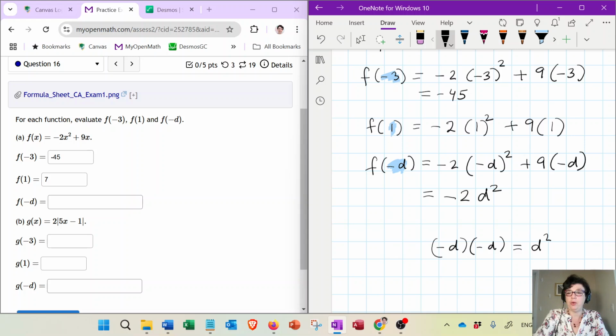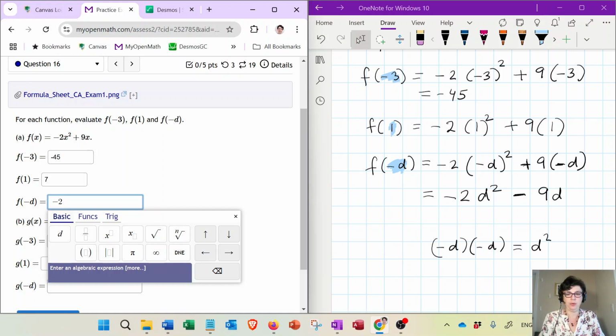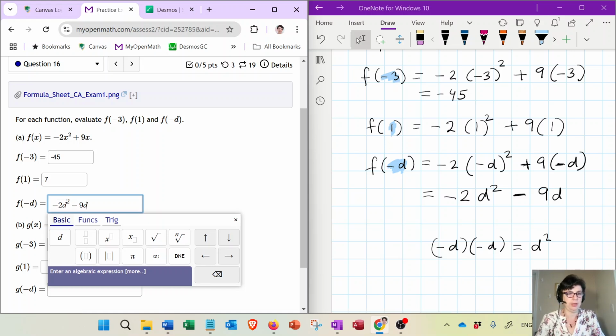Okay, the other one, this negative will not cancel because this is a plus, but generally we want to write it in the front and then just make this 9d. Okay, so it's like 9 multiplied by negative d is the same as negative 9d. So let's put that in here. So we get negative 2d squared minus 9d.